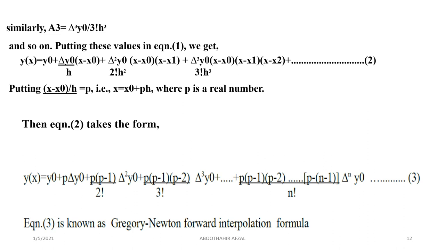So I am expressing that y value in terms of the available data. That is, the available data is x0, y0, x1, y1, and the differences of y and the p value. The p value can be easily found. So this is what I call the Gregory Newton forward interpolation formula.